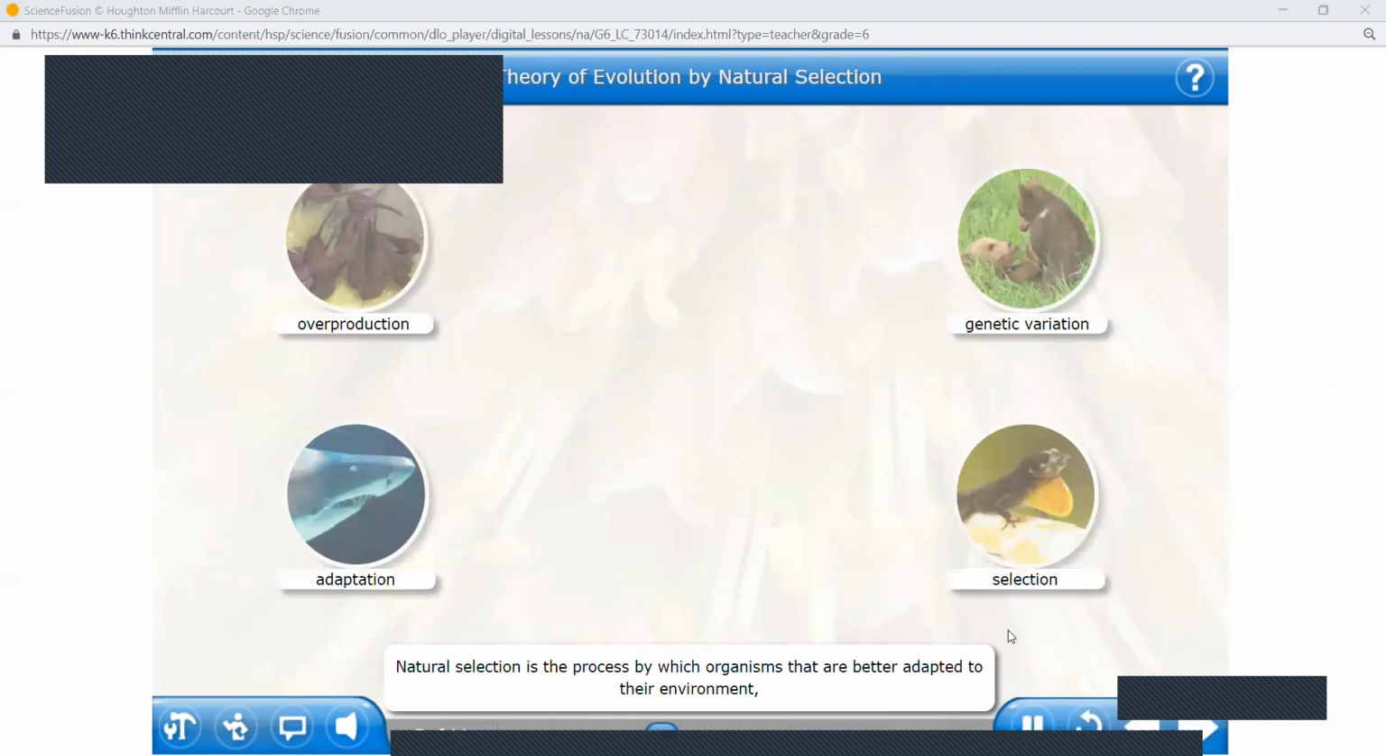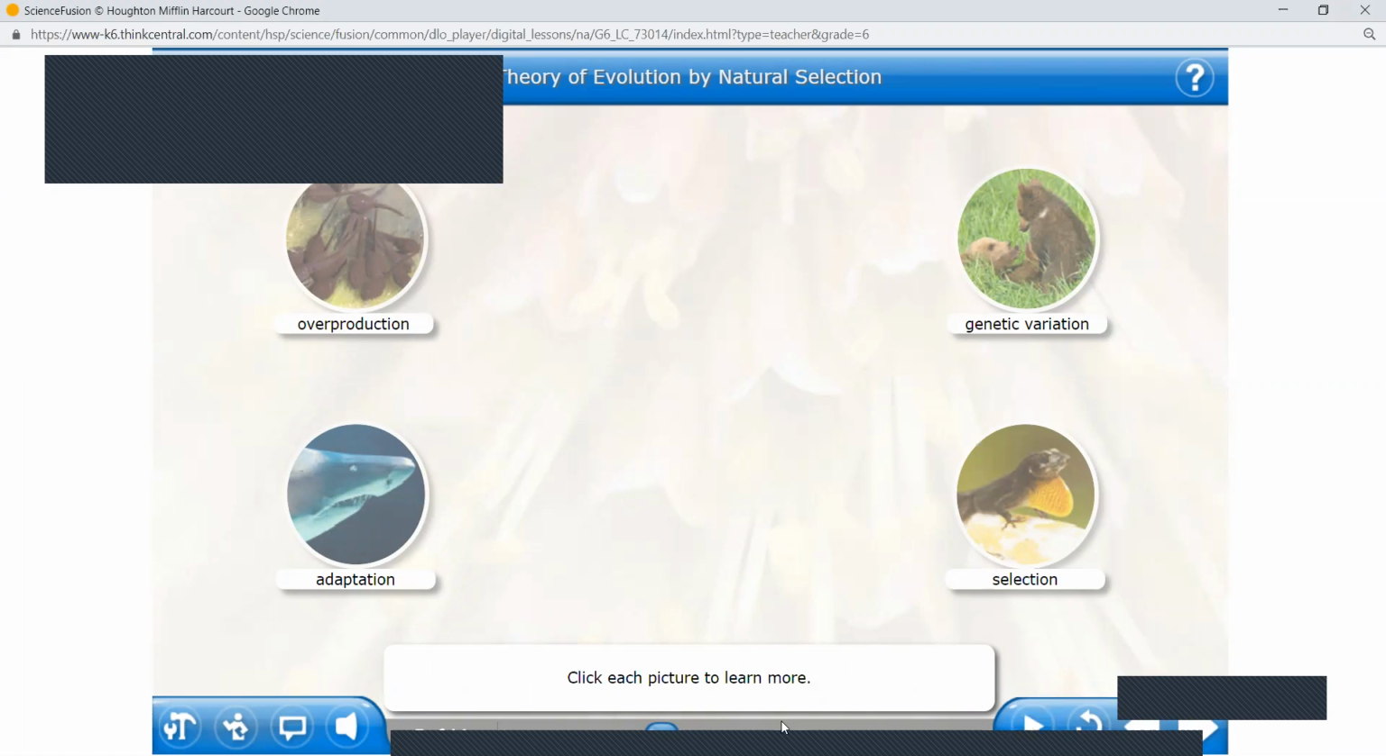Natural selection is the process by which organisms that are better adapted to their environment, through inheriting advantageous traits, tend to survive and reproduce with greater success than less well-adapted organisms. The 4 parts of natural selection are overproduction, genetic variation, selection, and adaptation.